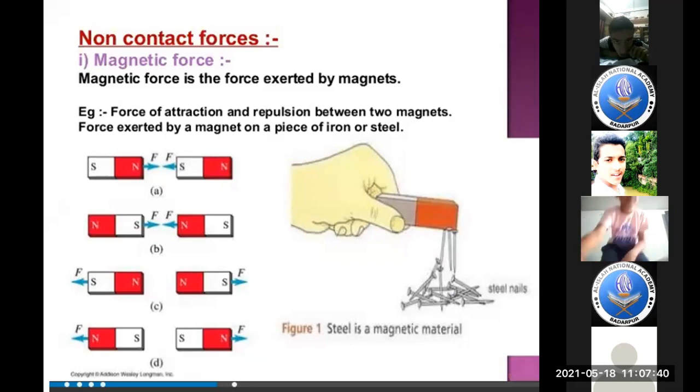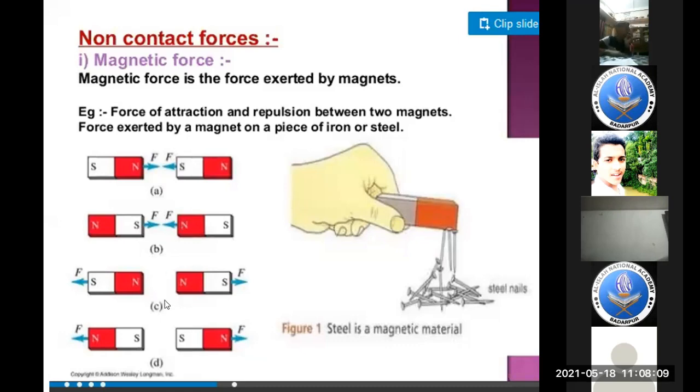Let's see the example. In a magnet, you can see we have two directions: one is south, one is north. If south and north, then it will attract. If north and south, then they will attract each other.